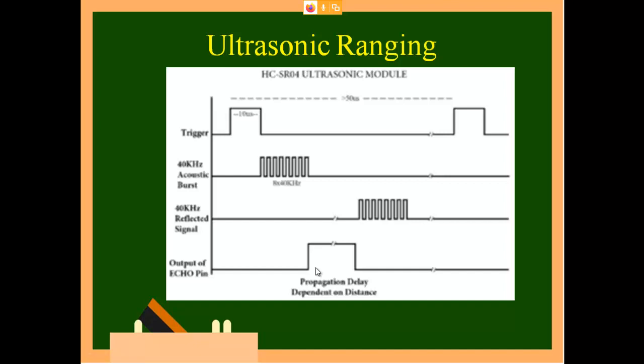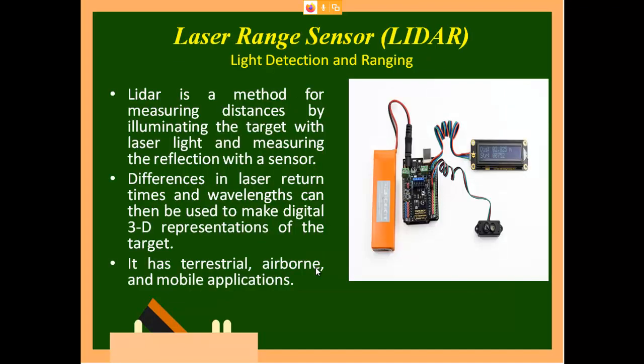So this is used in automobiles, this is used in aircraft, this is used in ships, even in ships to identify the depth of the water. All that is being done with the help of this ultrasound sensor. Okay, next comes your laser range sensor.